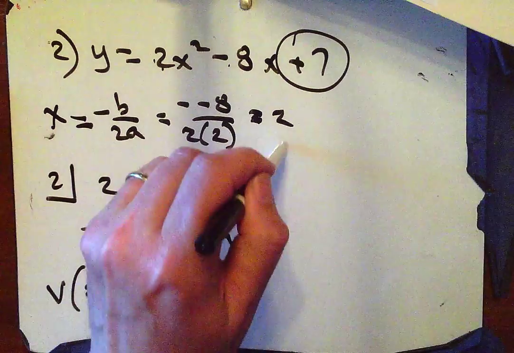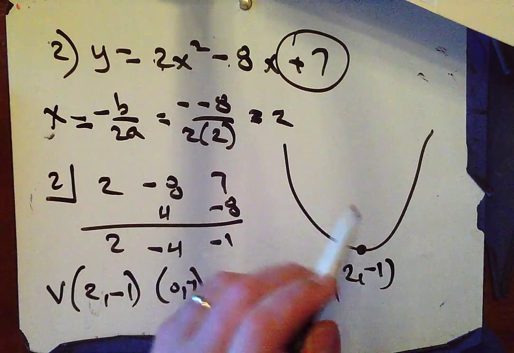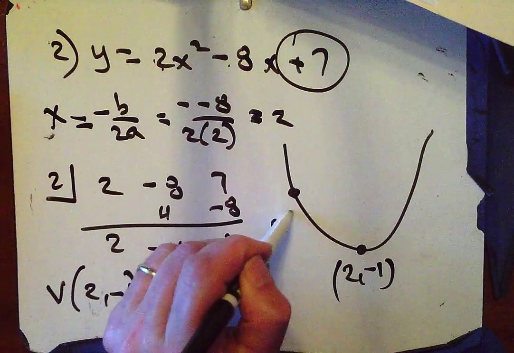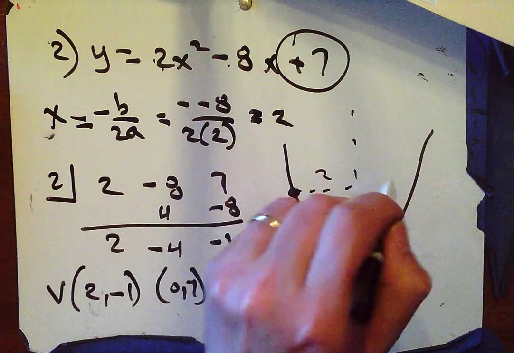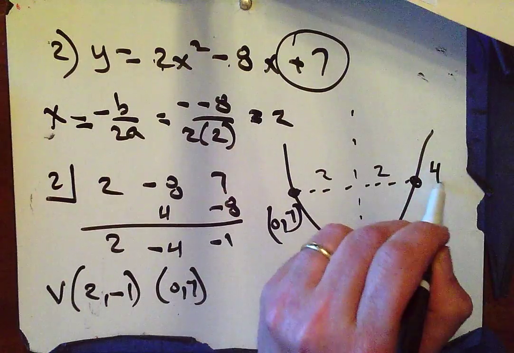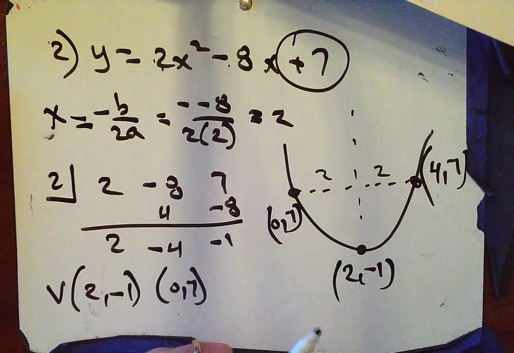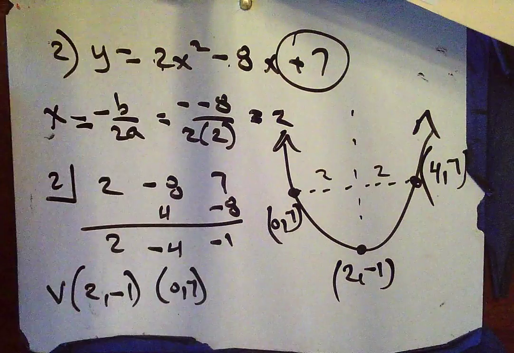So let's graph what we know. This point here is (2, negative 1). This point is (0, 7). If I use symmetry, this distance is 2, so this distance must be 2, so this must be (4, 7). Okie doke. And the last one we have is given to us in intercept form.